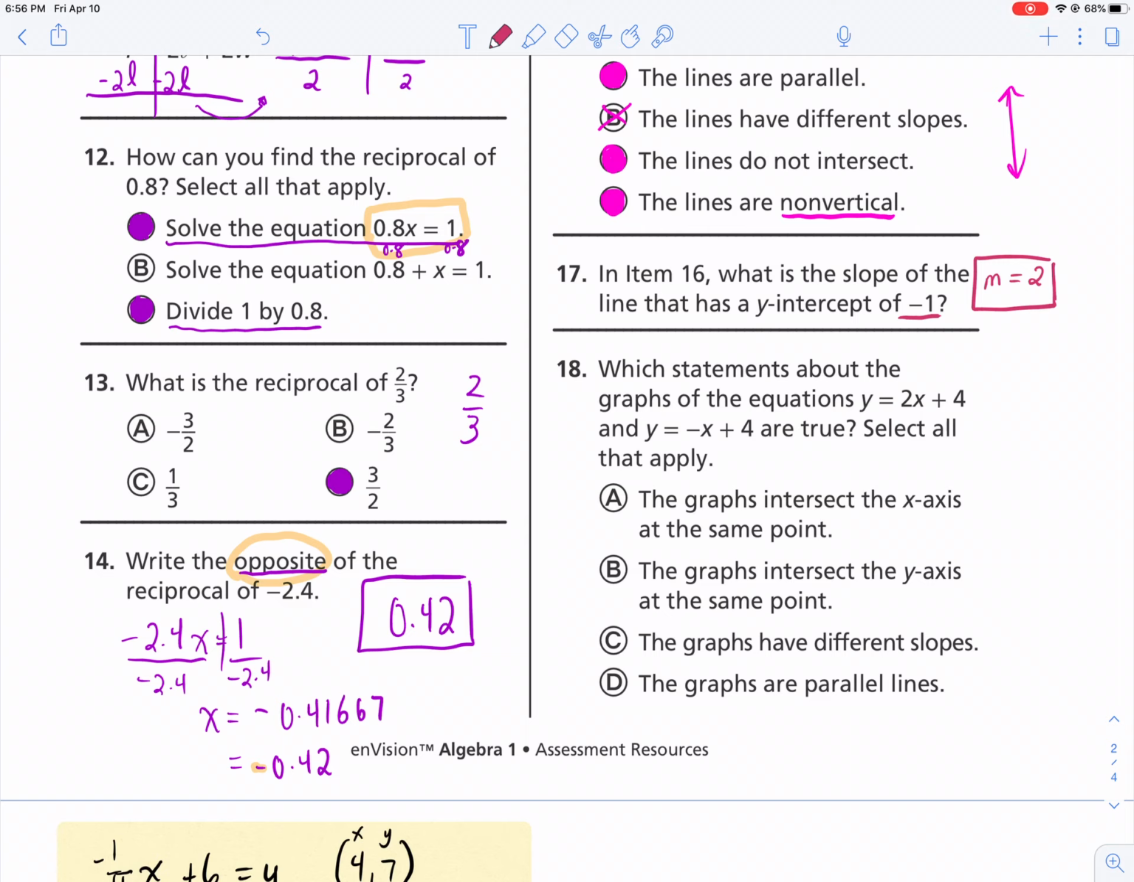We're like, I'm not really sure. Maybe we'll come back to that one. We haven't graphed it yet. B, the graphs intersect the y-axis at the same point. Yes, we could say that because they both have the exact same y-intercept.